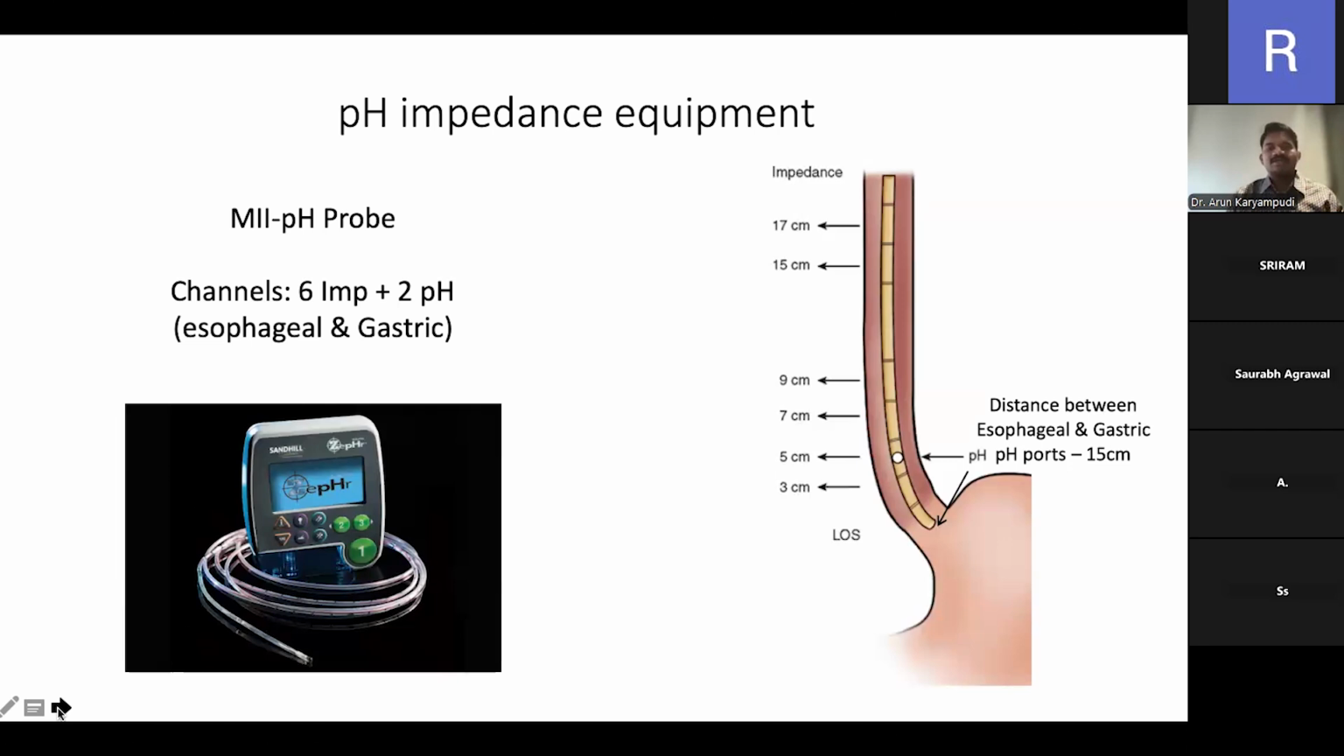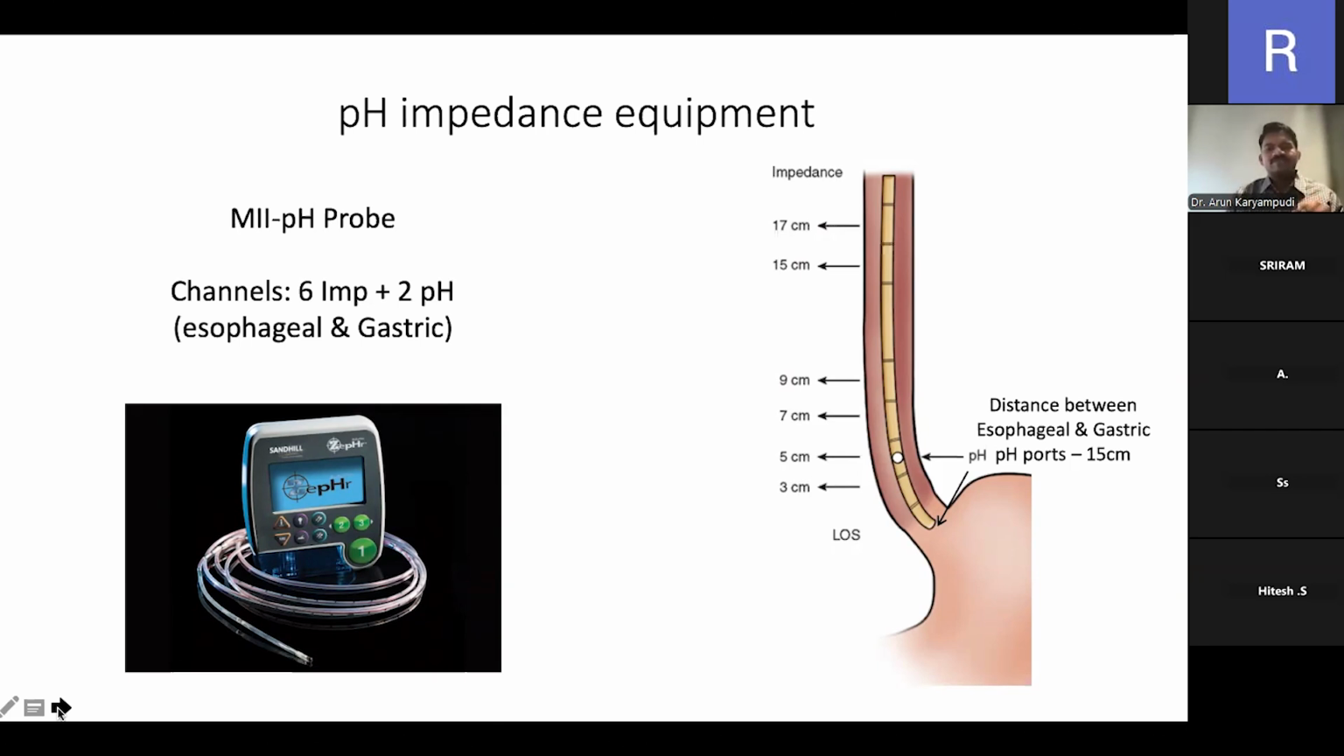Commonly, in my practice, I generally prefer the 6 impedance channel, two pH sensor probe. These two pH sensors are nothing but one for the esophagus and the other for the gastric pH. The position of the esophageal pH sensor is important, not the position of the gastric pH sensor.